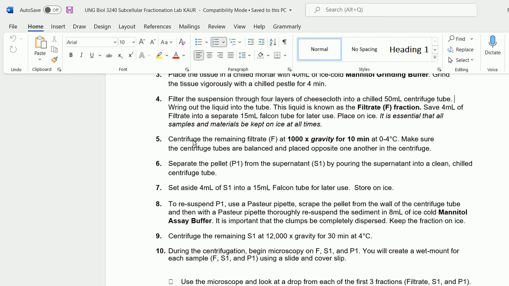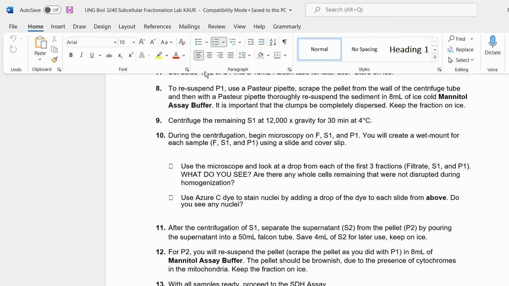You will see there is a pellet at the bottom, and then there's a supernatant. Now this pellet we call P1, and the supernatant is called S1. So you have to take out this supernatant in a separate tube, and save 4 ml of S1 into a 15 ml Falcon tube. These are our fractions which we are saving. We have already saved 4 ml of F fraction and 4 ml of S1 fraction. Now let's see what we are going to do with the residual S1 fraction and with the P1. Now the P1 is a pellet where we expect a lot of nuclei.